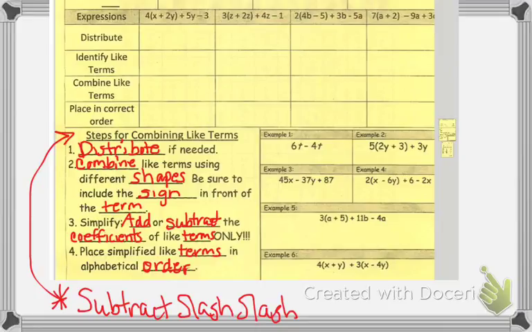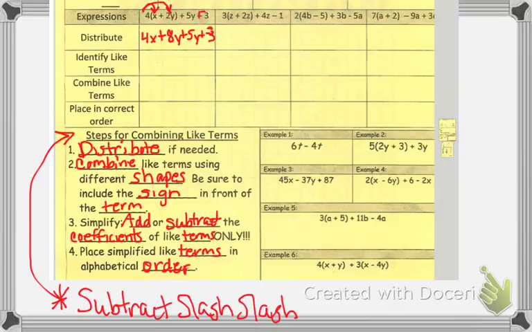Okay, so let's follow these steps and take a look at the example here. First thing, I'm going to go ahead and do my slash slash. The next step is to do your distributive property. Don't forget to distribute the 4 to everything in the parentheses. So we have 4x plus 4 times 2y is 8y, and then plus 5y plus negative 3.